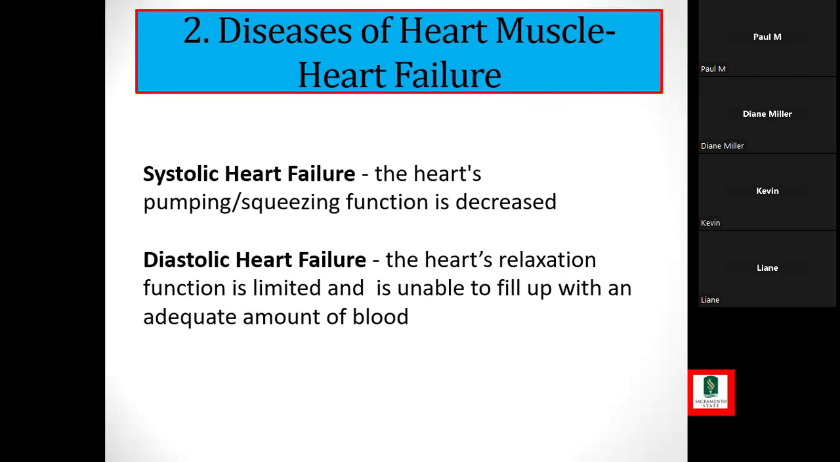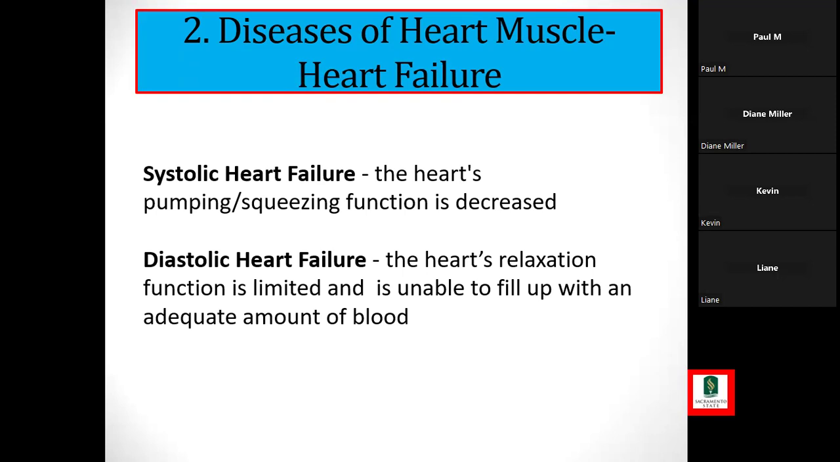Also, it can be divided into something called systolic heart failure, which is also called heart failure with reduced ejection fraction. It just means the heart doesn't squeeze well. Instead of pumping effectively, you hear the lub-dub, it's just ineffective squeezing. If you have diastolic heart failure, the heart is able to squeeze well, but it doesn't relax.